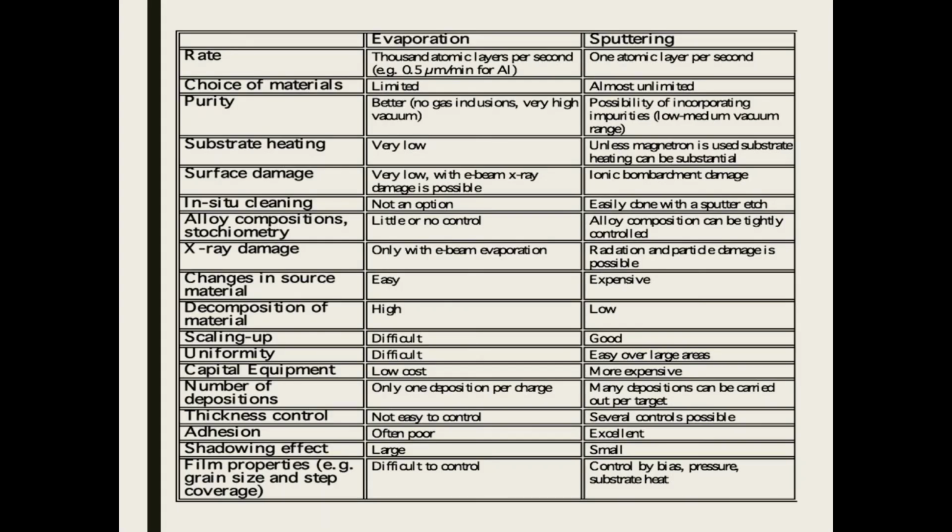And finally, if we compare both the techniques based on some parameters, the rate of deposition in the evaporation technique is of the order of about 1000 atomic layers per second, while in the sputtering process it is of the order of only 1 atomic layer per second. And due to this slow processing in sputtering, it is always considered that the thin film deposited by the sputtering process is of good quality when compared with the thin film of the evaporation technique. The choice of materials in evaporation is limited to only a few materials, while almost any material can be deposited by the sputtering technique. Similarly, all other parameters can be considered for both the techniques.